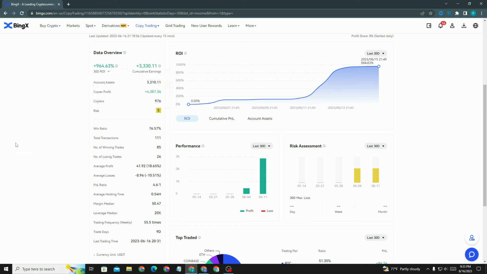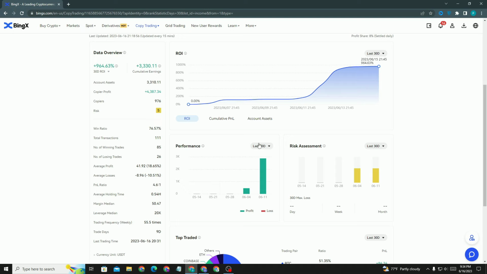Okay, so here in the data review, plus 964.63% has been increased. You can simply see the copiers, it does have very nice copiers, like 976 copiers, not a joke at all. And the copier profit you can simply see here is 4387.34%. Wow, this is so amazing. I'm very impressed.